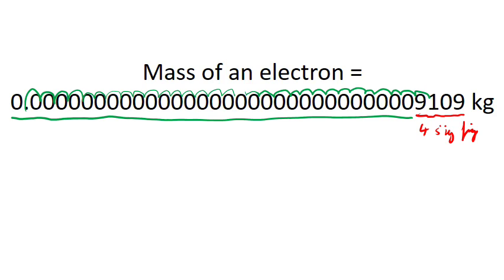So in scientific notation, our mass of an electron should be 9.109, that's accurately measured to 4 significant figures, times 10, and we went backwards. It's a small number, so we put a negative 31, and of course we put a little k and a little g for kilograms.